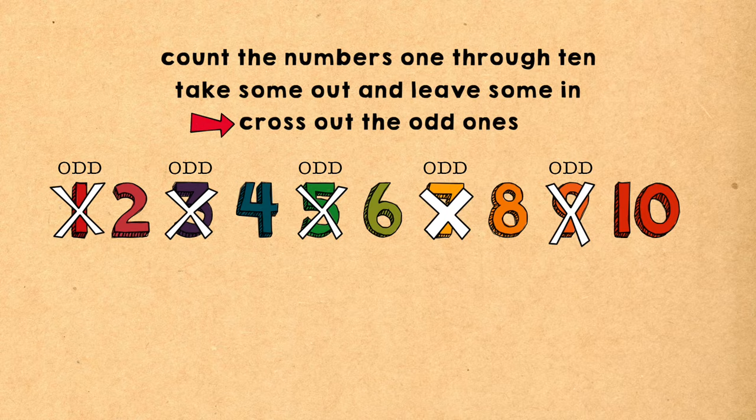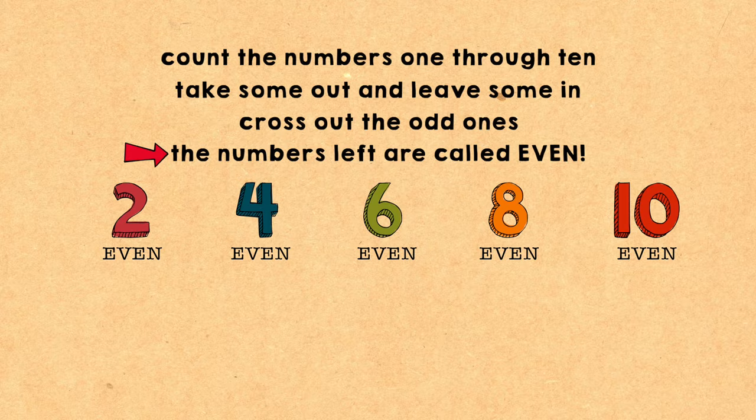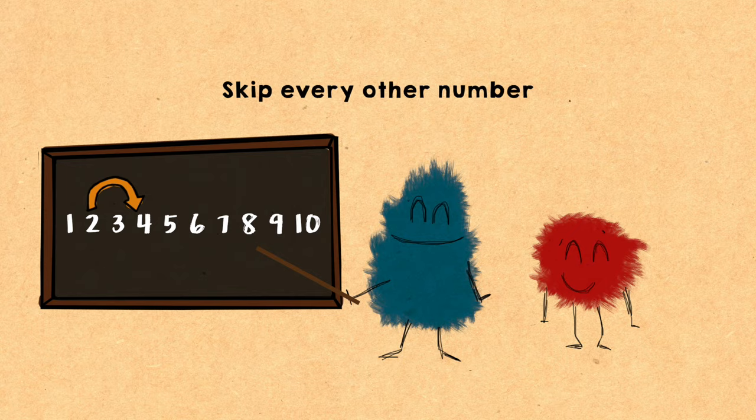Do you see it? That's awesome. The numbers left are called even. You got it. Now we can count a new way that's different than the old way. Skip every other number, you no longer have to wonder.